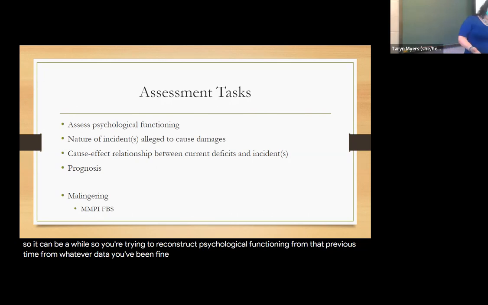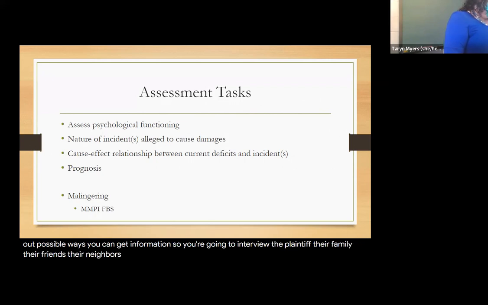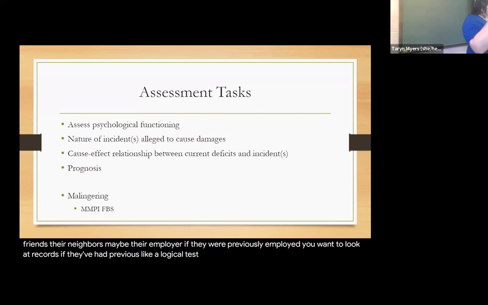And so the psychologist, again, becomes a detective and has to figure out possible ways you can get information. So you're going to interview the plaintiff, their family, their friends, their neighbors, maybe their employer if they were previously employed. You want to look at records if they've had previous psychological testing. That's golden.